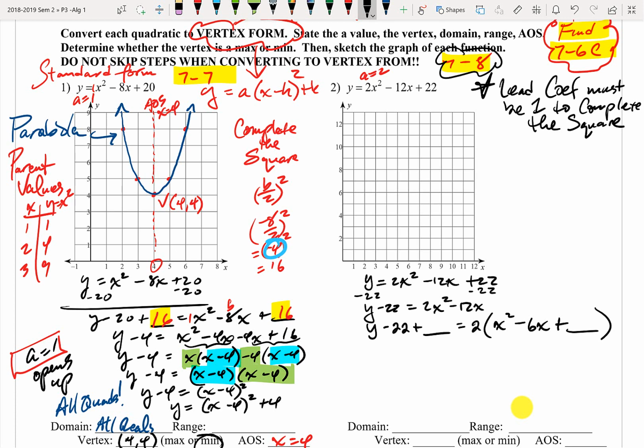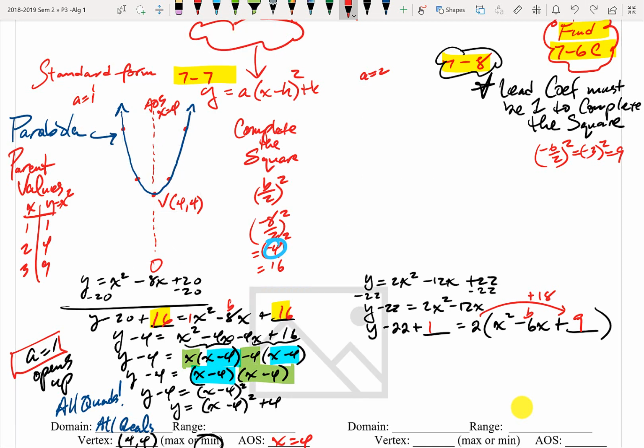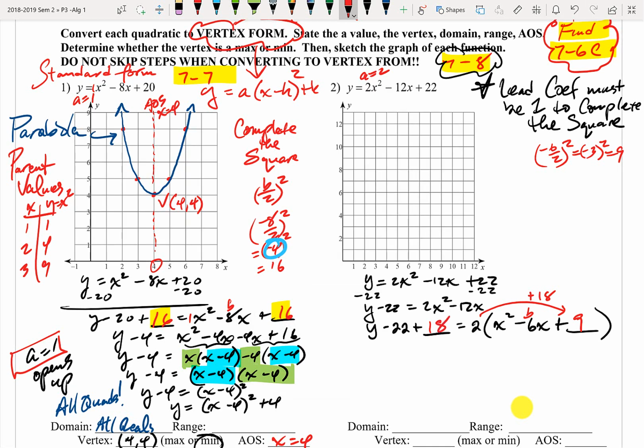So now we can complete the square. B is negative 6. So negative 6 divided by 2 quantity squared equals negative 3 squared, or 9. But you got to be careful on this one because the 9 is being multiplied by the lead coefficient of 2. So really we added 18 here. So to balance out, we got to add 18 on the left. You got to think about what you're doing. You didn't add 9, you added 2 times 9, which is 18.